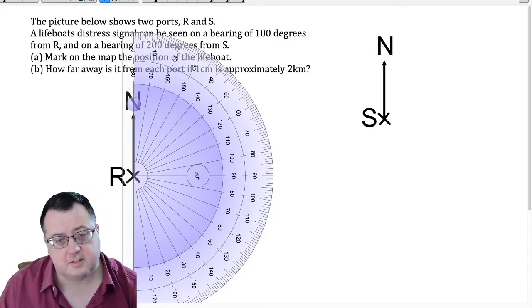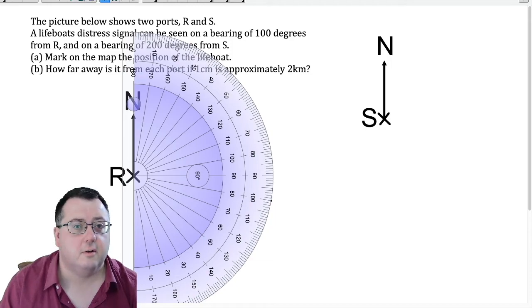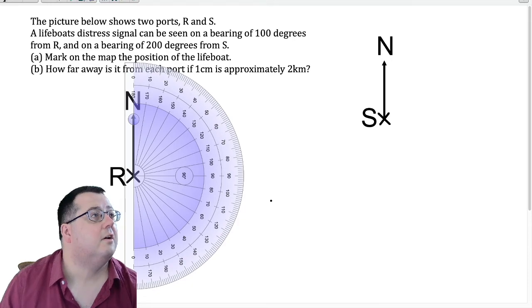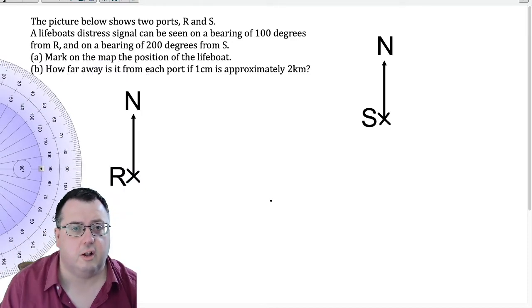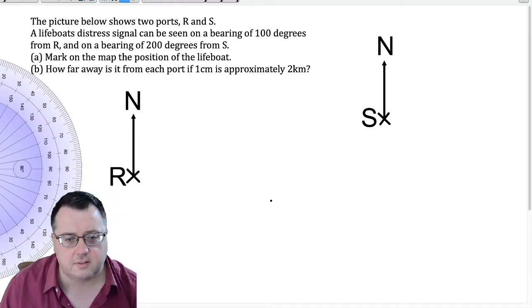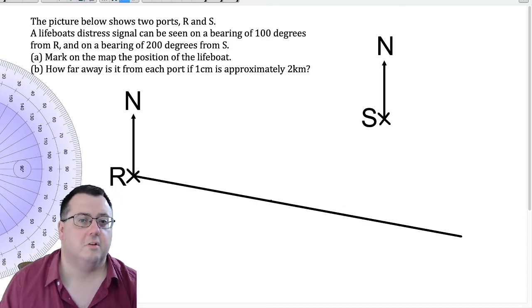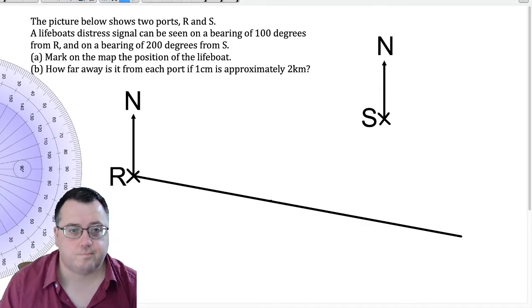So back to a pen. 100 degrees is here. You can put a dot by 100. Okay, you might not be able to see that, but let me show you. It's there. If I move the protractor, I can draw a line between R and that dot as such. I'm going to make it long because it doesn't tell us how far along this line the lifeboat is. 200 degrees from S. So I'm going to move the protractor back over to S.